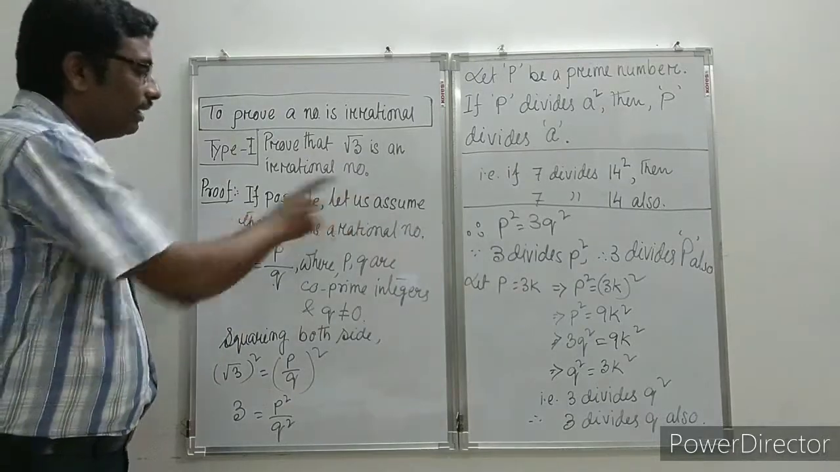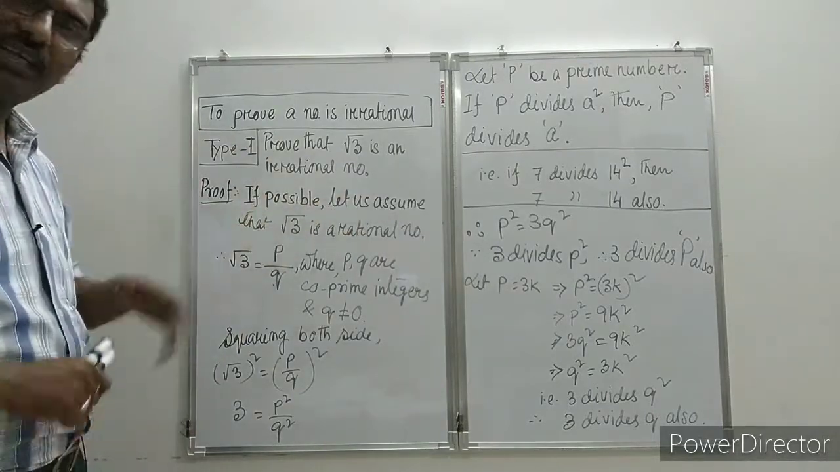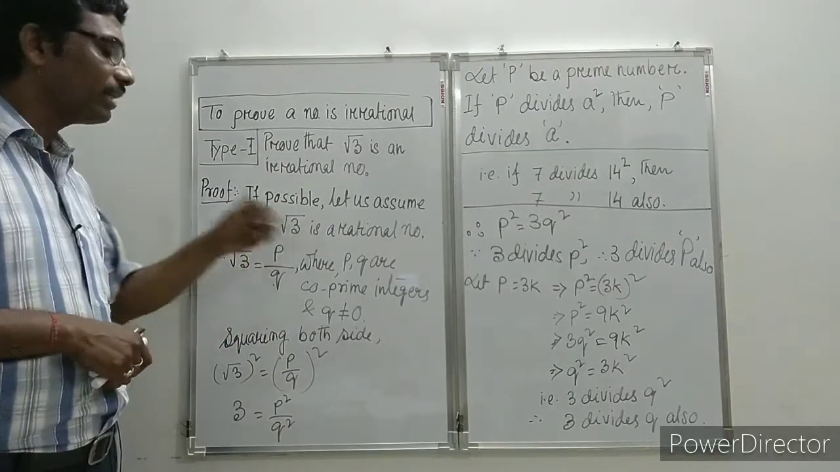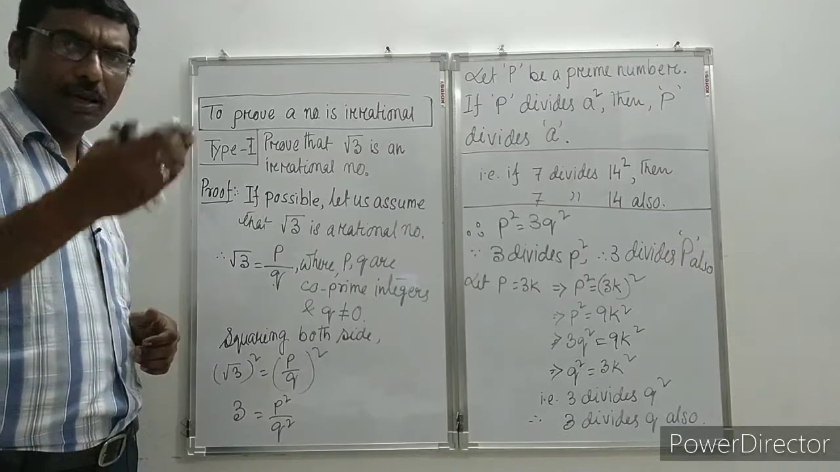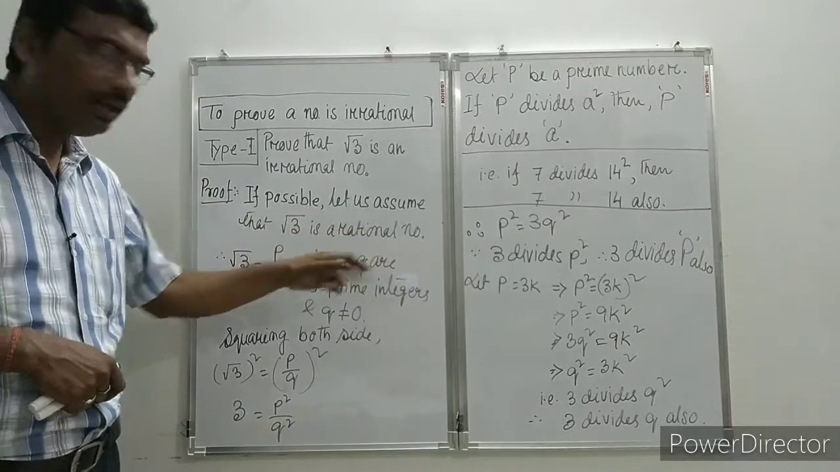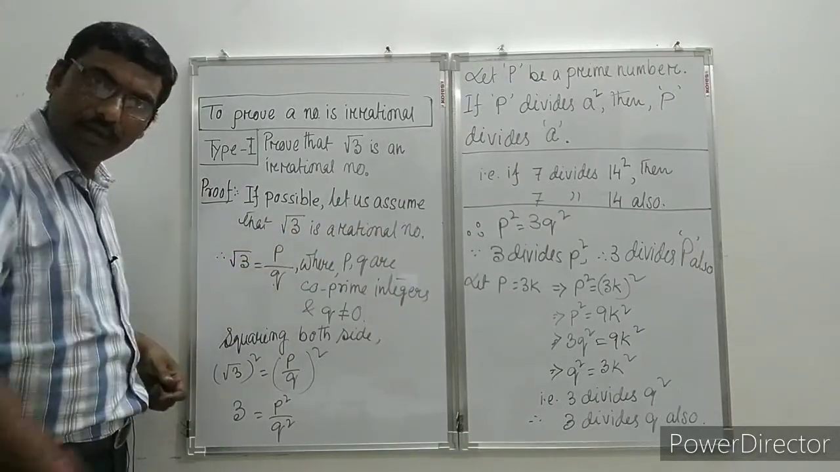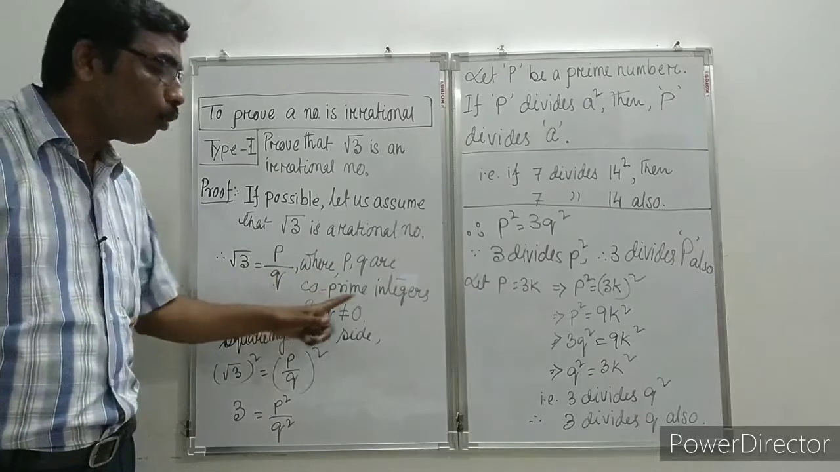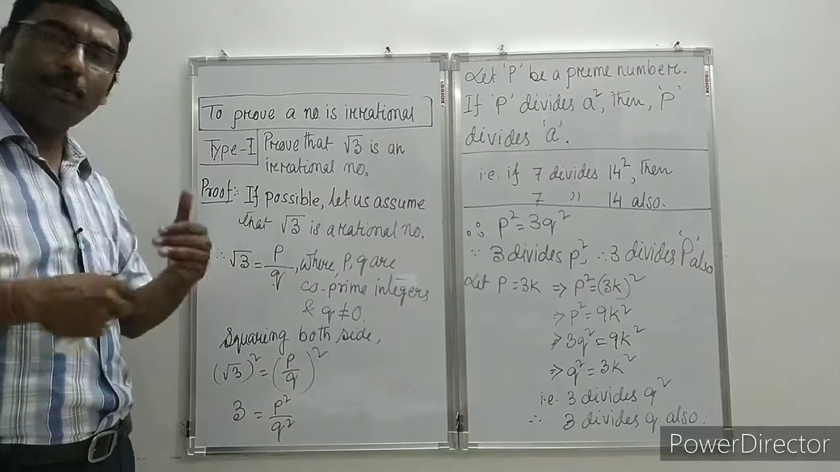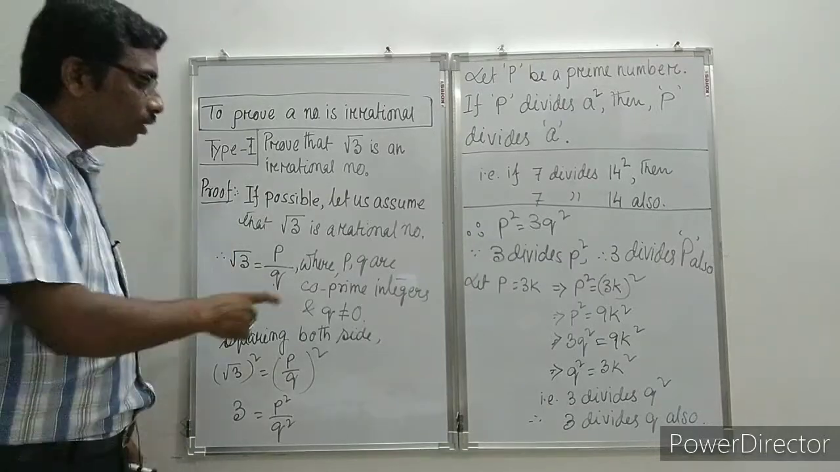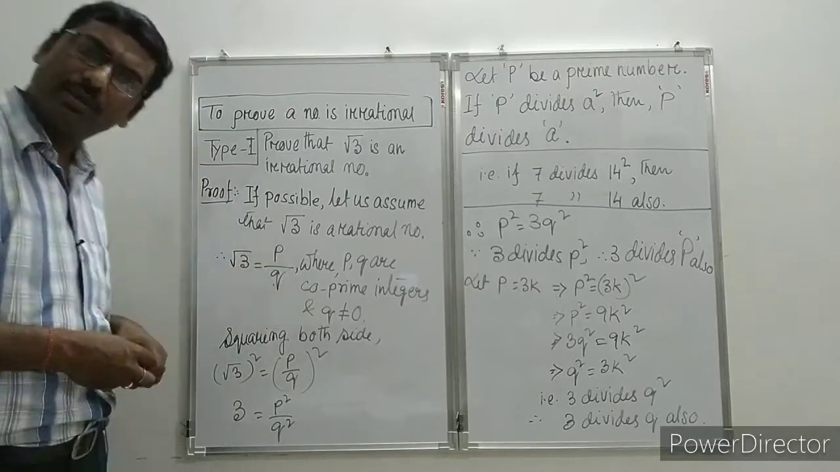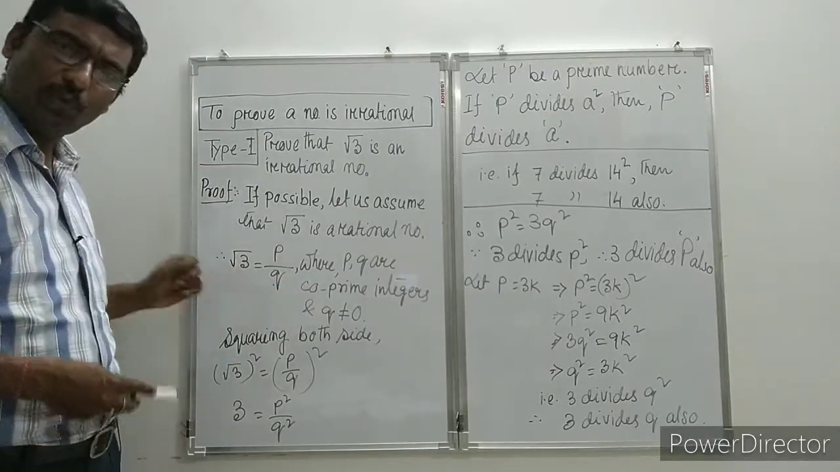So, if possible, let us assume that it is a rational number. That means we will consider it as rational. We know the definition of a rational number: a number of the form p by q. So, since we are considering it rational, root 3 equals p by q, where p and q are co-prime integers. Don't forget to write co-prime, because co-prime means they are prime to each other. Co-prime integers and q not equal to 0. This is our first part, whatever the number is, root 2, root 3, root 5.